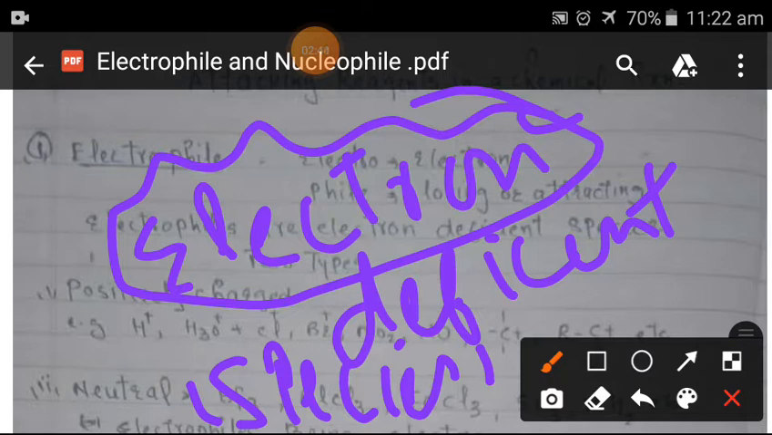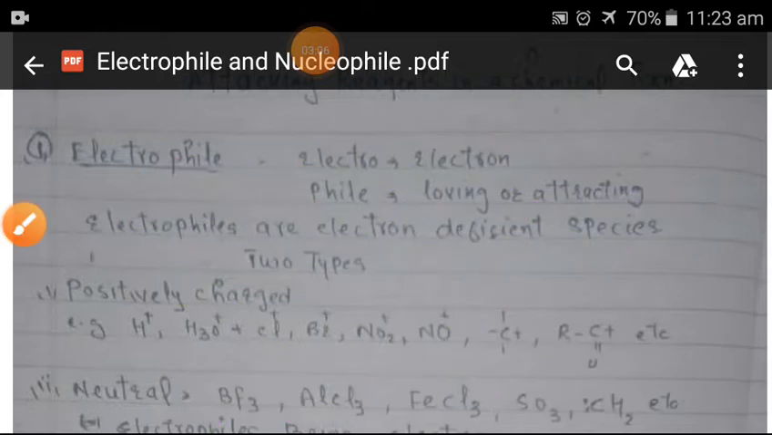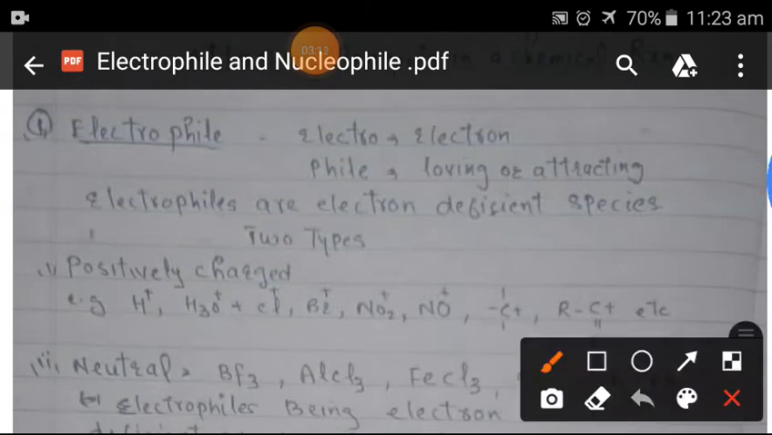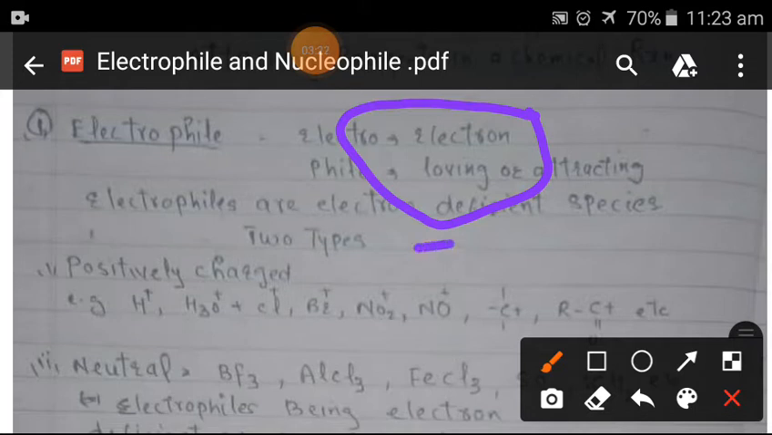Wherever they find electron density in the chemical reaction or in the substrate, they attack that particular atom, or any group of atoms in the substrate, during a chemical reaction. So we have discussed electrophiles, which are electron deficient in nature. You must remember that there is a deficiency of electrons. That is why they are electron loving.